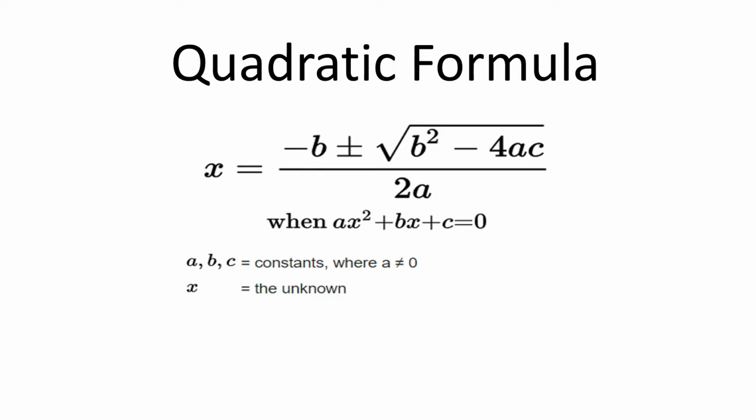When solving a quadratic equation using the quadratic formula, we will memorize this quadratic formula, where ax squared plus bx plus c is a standard quadratic equation, where a, b, and c are constants.